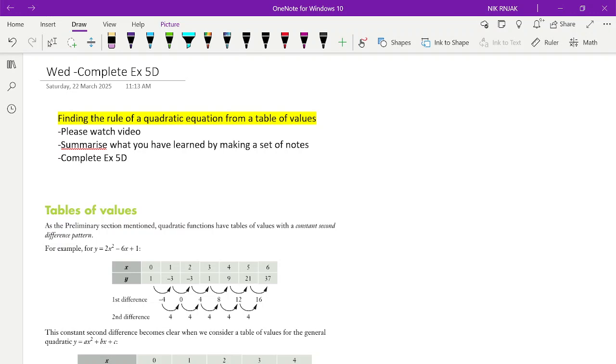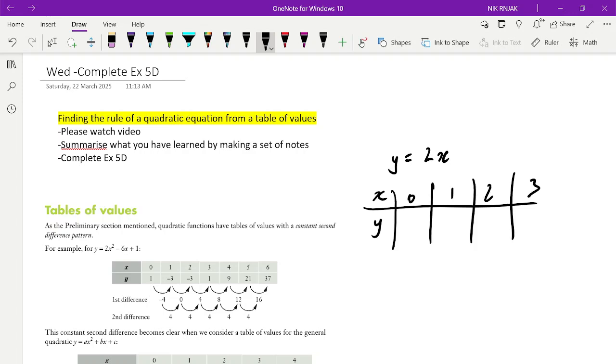So if I had something like y equals, say, 2x, and I created a quick table from this, x is 0, 1, 2, 3, when x equals 0, y would be 0. When x equals 1, y would be 2, then 4, 6. So you can see here the first lot of differences would be plus 2, 2, and 2. And that's what makes it linear, the fact that the first difference pattern is the same.